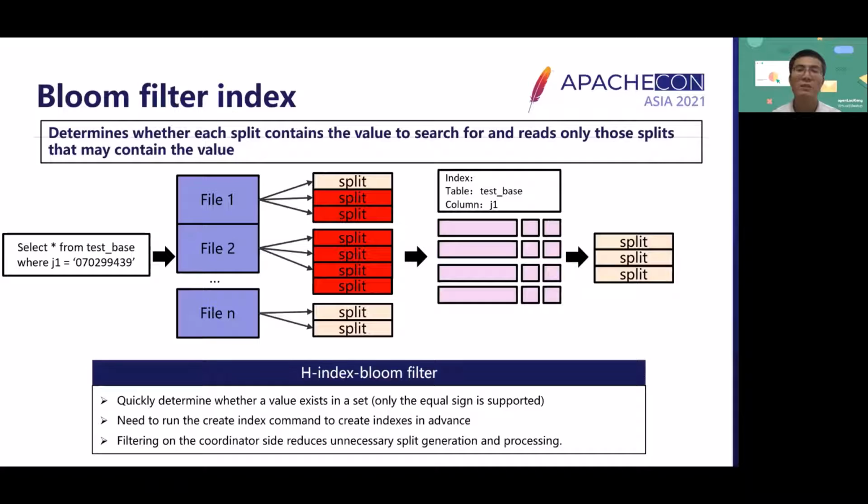So if we create the index on the column J1 in the table, when we schedule the splits on the coordinator, we can use the index values to see whether the split contains the value. If the split does not contain the value we want, we can filter out the split early and won't send it to the worker, hence improving the overall performance. The drawback is that we have to run the create index command to create indexes in advance, and this takes some time to finish.